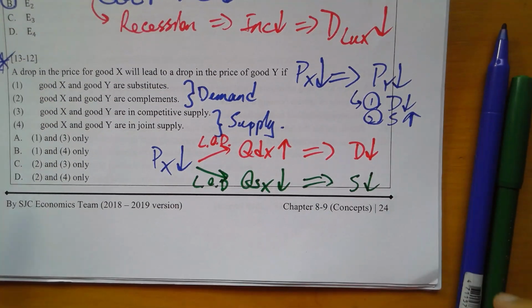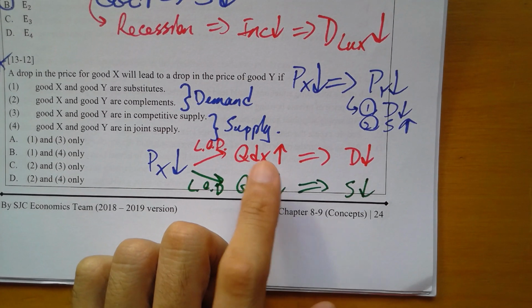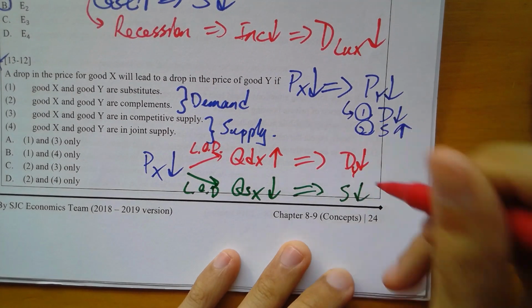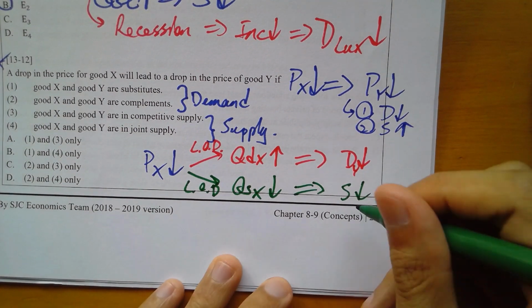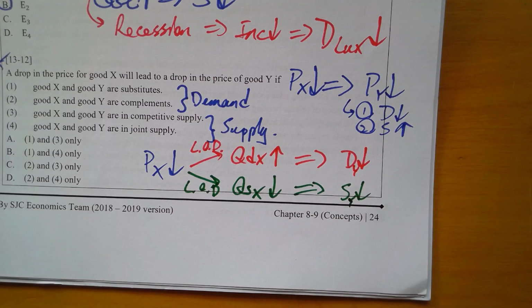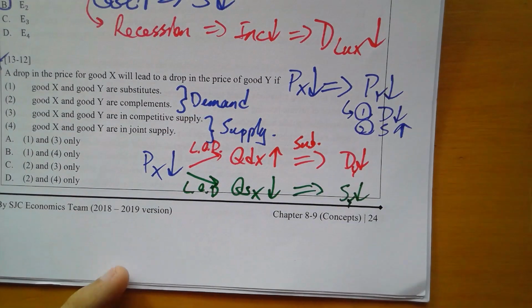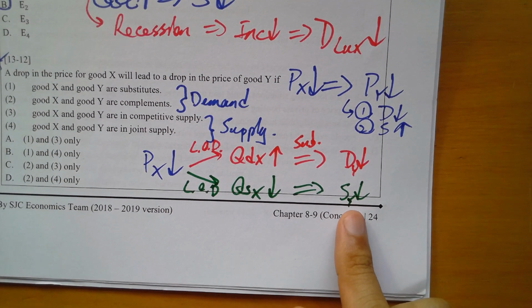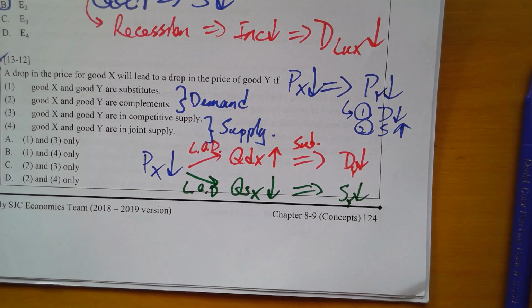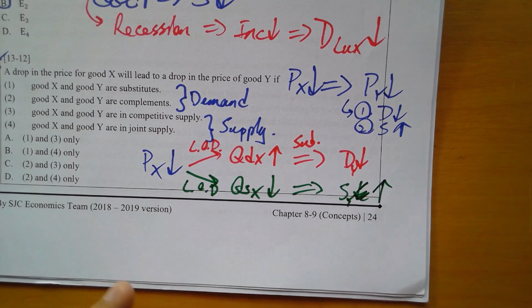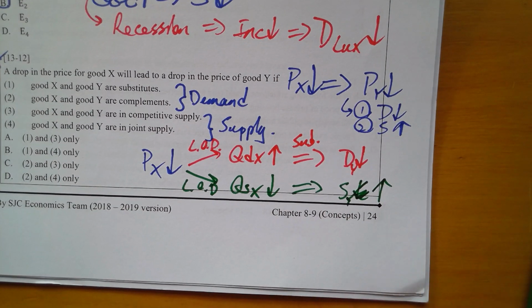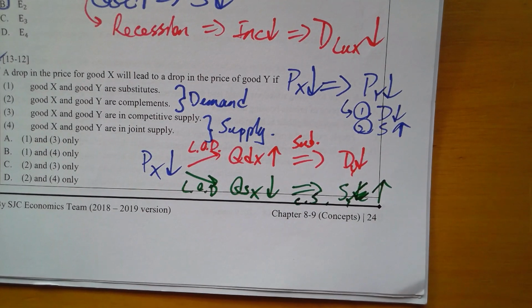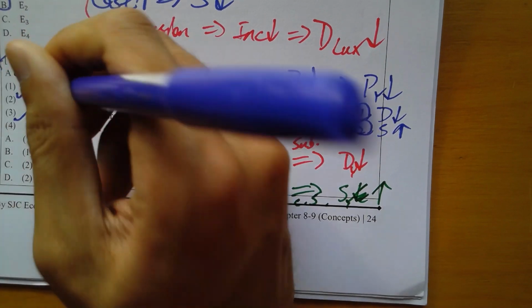Under what situation would an increase in QD of X lead to a decrease in demand of Y? In what situation would that happen? I think you already know the answer. They are substitute. Here, when QS of X decreases, supply of Y also decreases. This one should increase, right? Sorry. The only situation you can think of is that when they belong to competitive supply. So the answer, number 1 and 3.